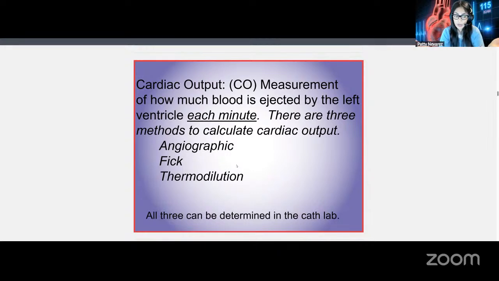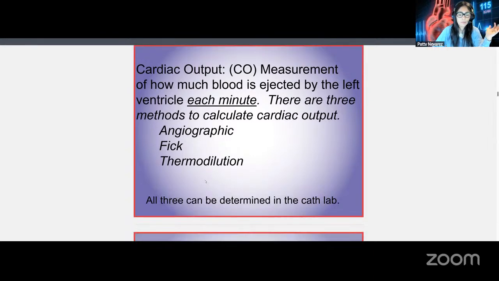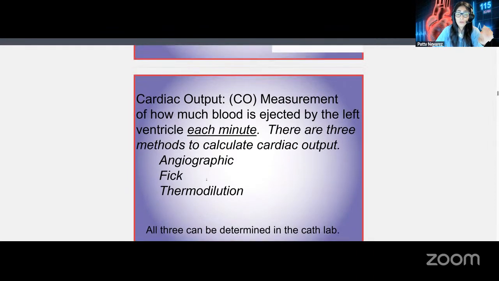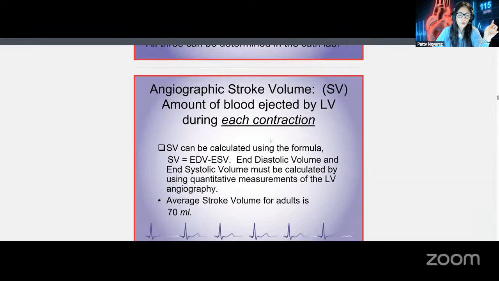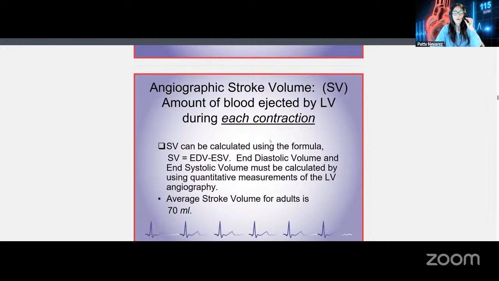Angiographic is by X-ray. Fick, which is a formula, and thermodilution, it's another formula with an addition of fluid. All 3 can be determined in the cath lab. But just remember, you have to know this concept. Cardiac output is the amount of blood ejected by the heart each minute. Okay, so we're gonna head on to the first formula. It's going to be angiographic stroke volume.